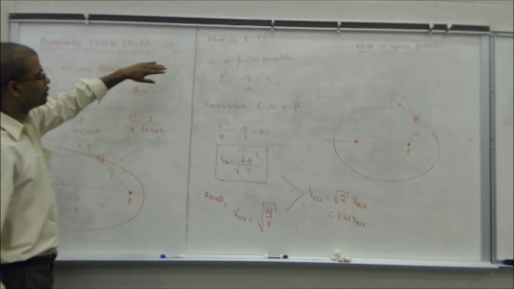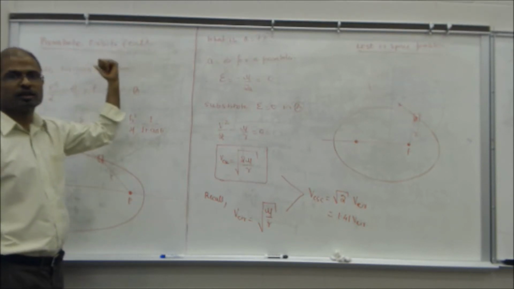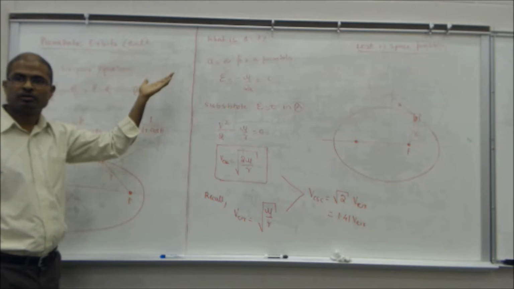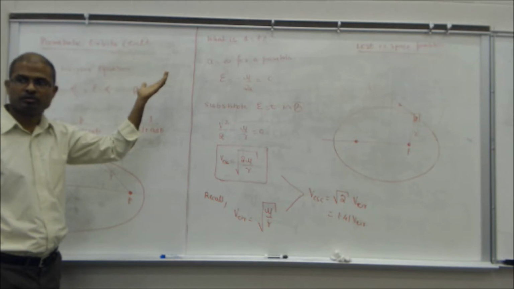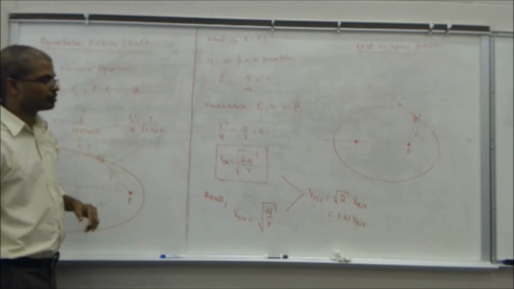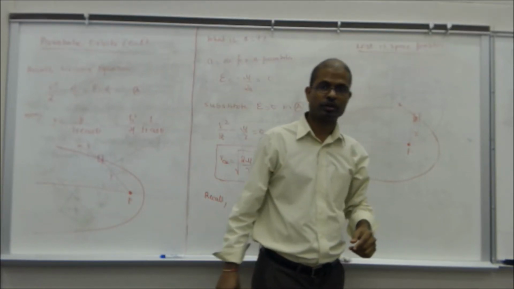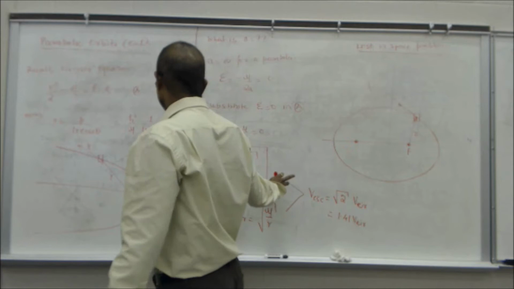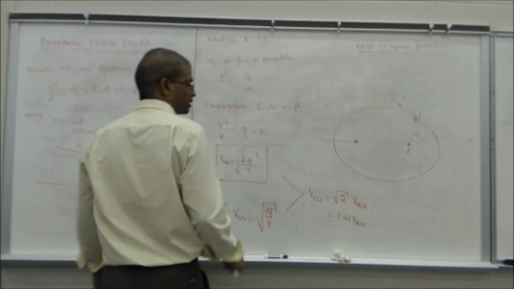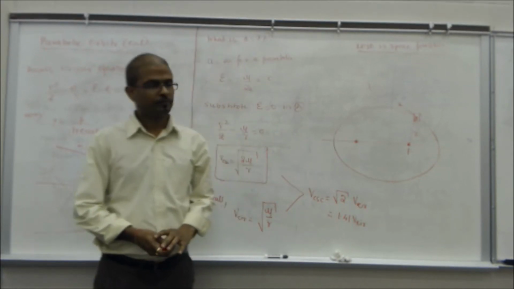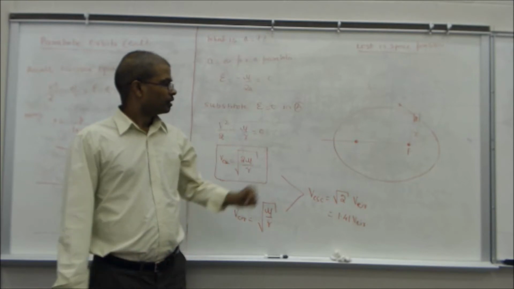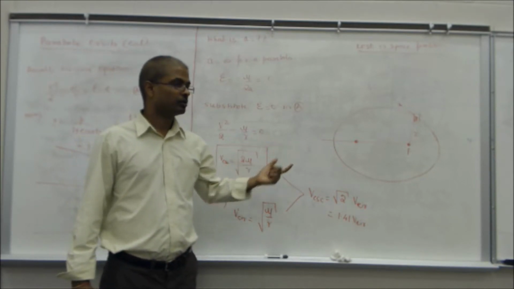Okay. Eventually, if you go far enough, this will become a rectilinear motion, right? This one and hyperbolic orbits are open orbits. And the elliptical and circular orbits are closed orbits.